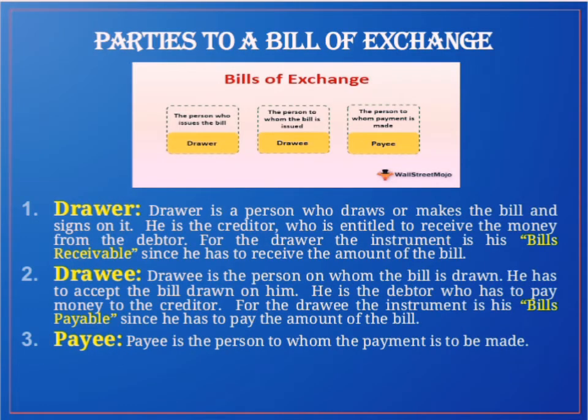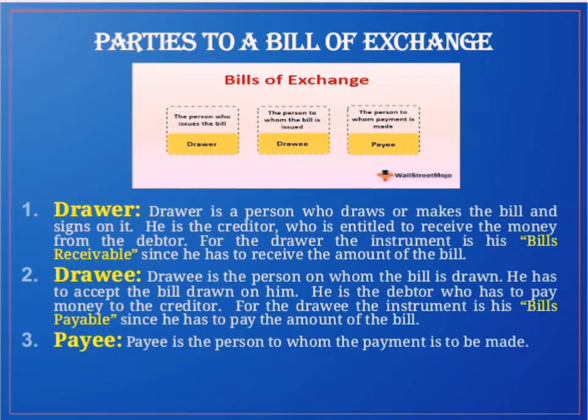Now, the parties to Bill of Exchange. If you see the diagram, you will see three boxes. It means there are three parties to the Bill of Exchange: drawer, drawee and payee. Drawer is a person who draws or makes the bill and signs on it. He is the creditor who is entitled to receive the money from the debtor. For the drawer, the instrument is bills receivable since he has to receive the amount of the bill.